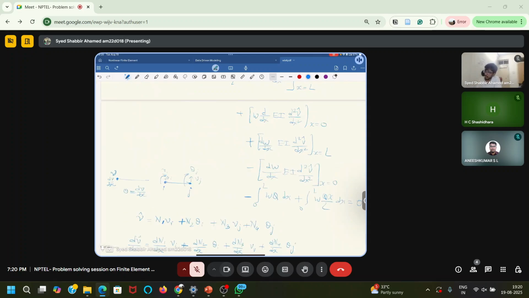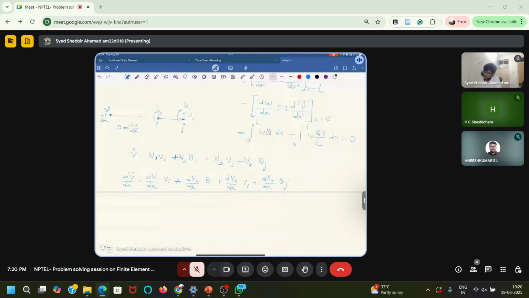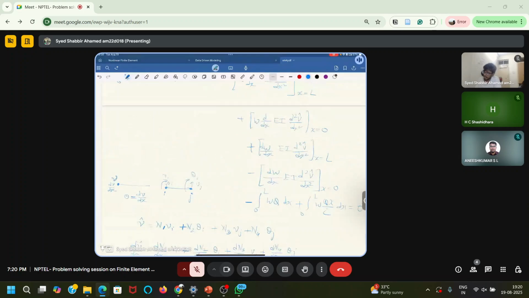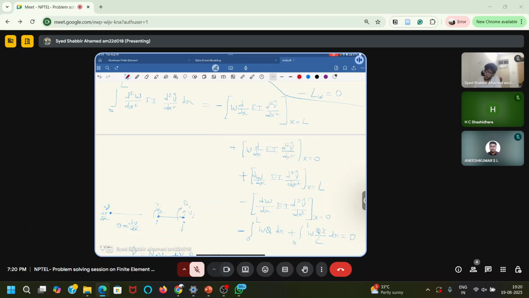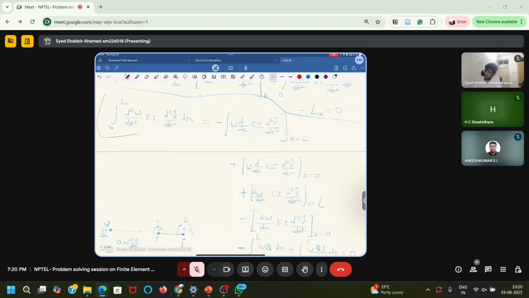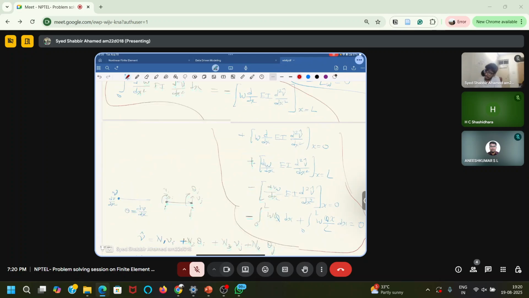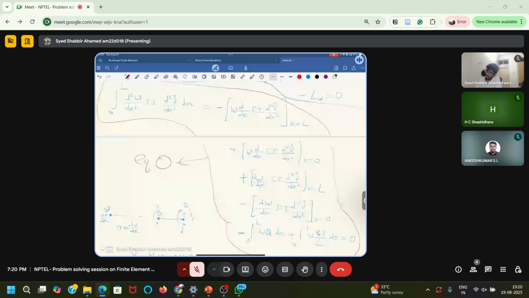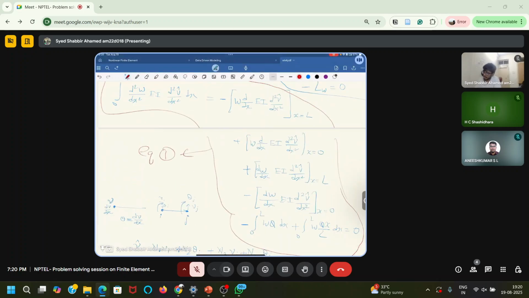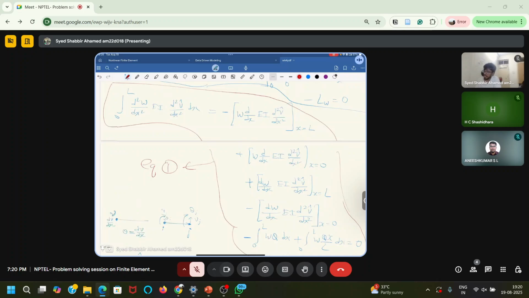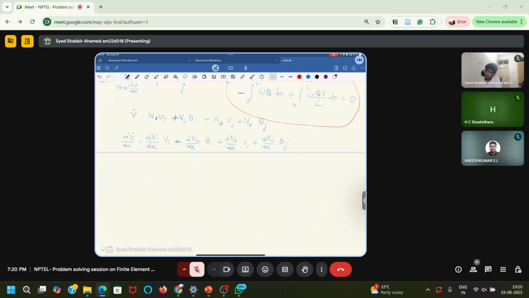Now I will take this v cap and dv by dx, whatever we have, and I will take this entire thing and call it equation one. Then we will substitute this.